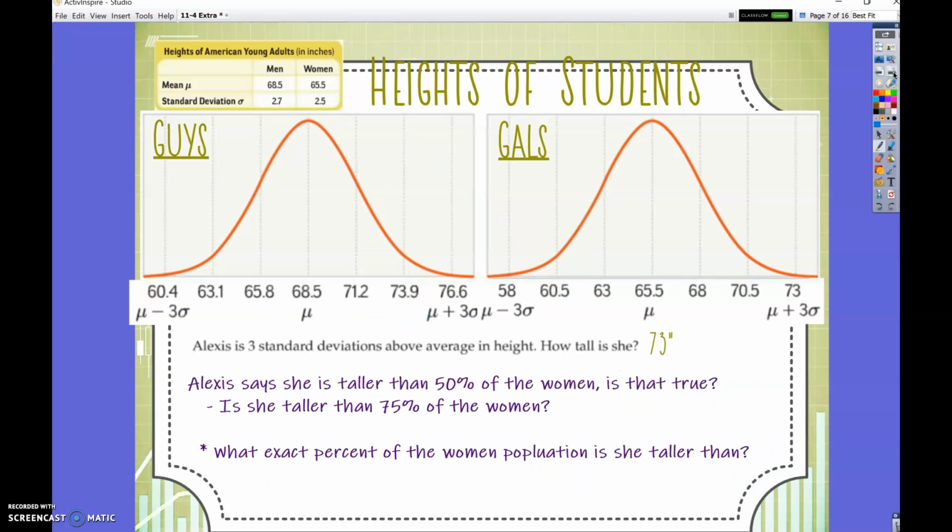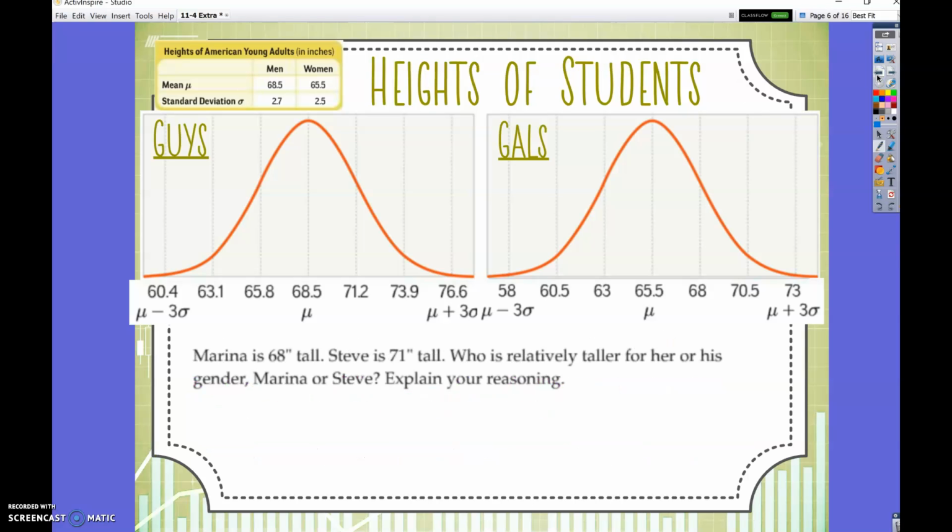Here we have Marina. She is 68 inches tall. And so if we went over to Marina, we know she is 1 standard deviation off the mean. Okay, so we'd say her z-score equals 1, and that's nice because we don't have to do any calculating. For Steve, he's 71 inches tall. That would put him right here, a little bit before. Notice how he's something less than 1 standard deviation. So who's more relatively tall for their gender? Definitely Marina, because she reaches the first standard deviation.